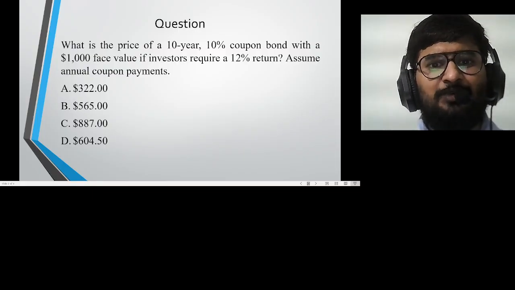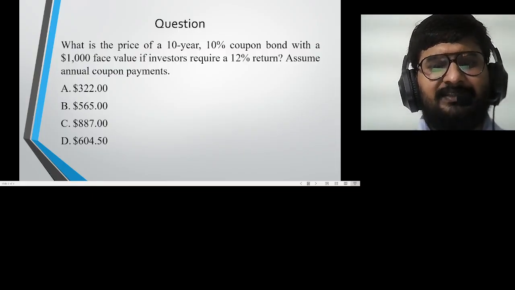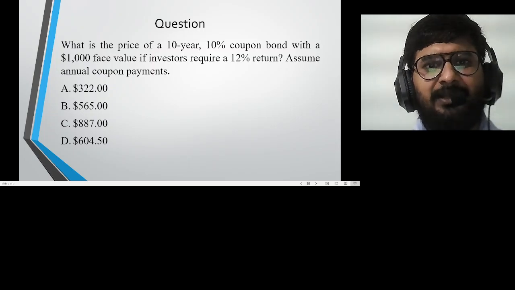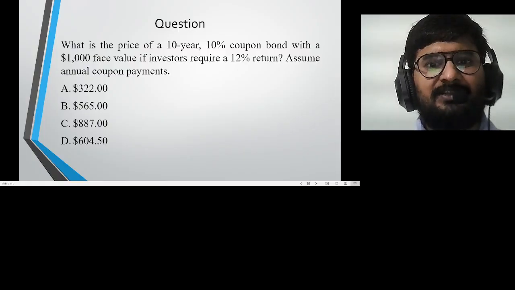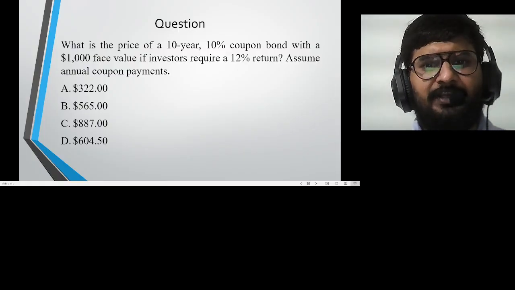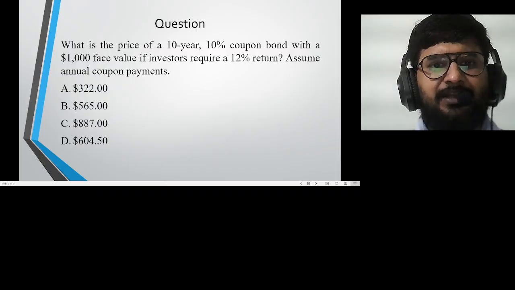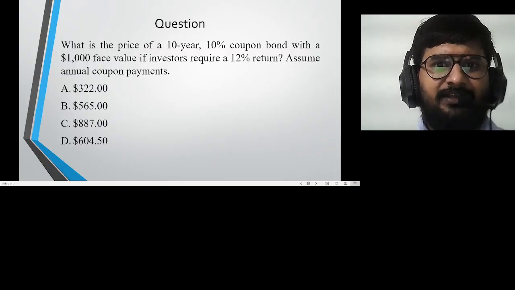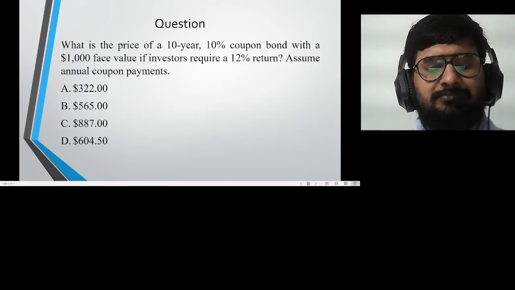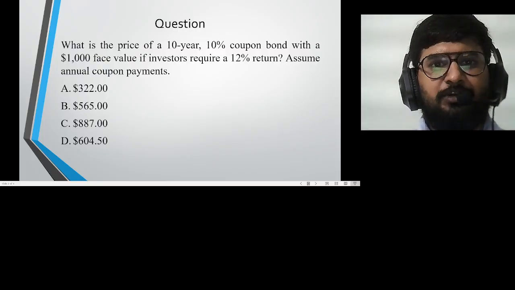So here there are only two cash flows. First is interest. Interest will be calculated by multiplying face value or par value, that is $1,000, with the coupon rate of 10%. So interest will be $1,000 into 10%, $100 every year for a period of 10 years. And principal of $1,000 will be repaid at the end of the 10th year. And both will be discounted using the 12% rate of return.